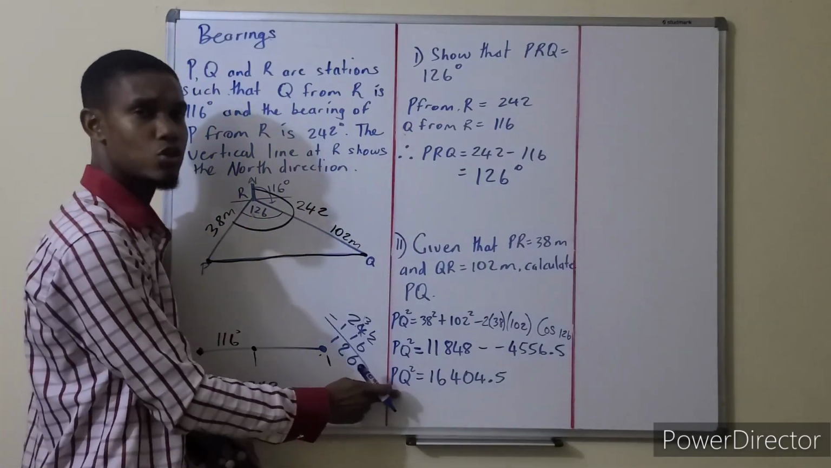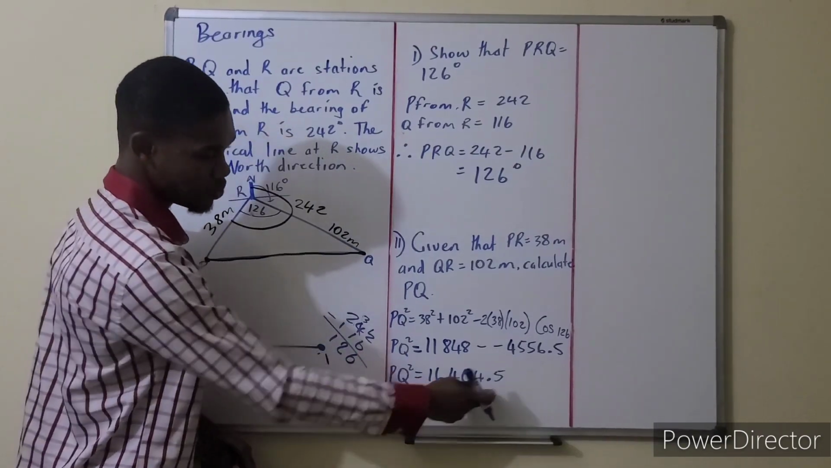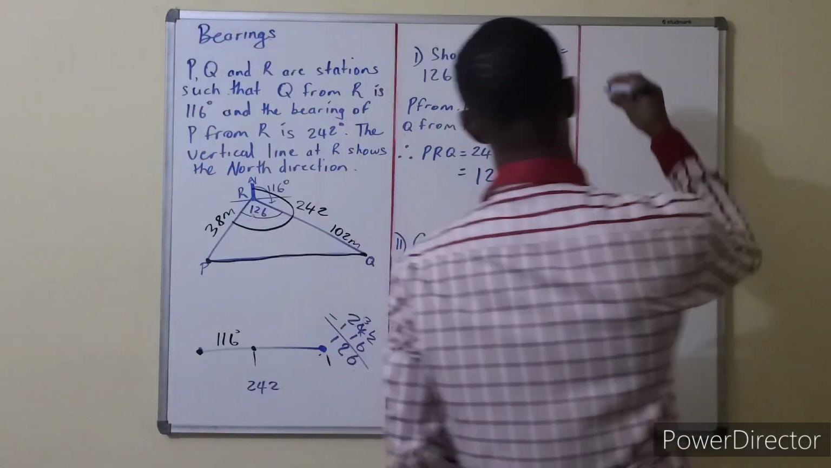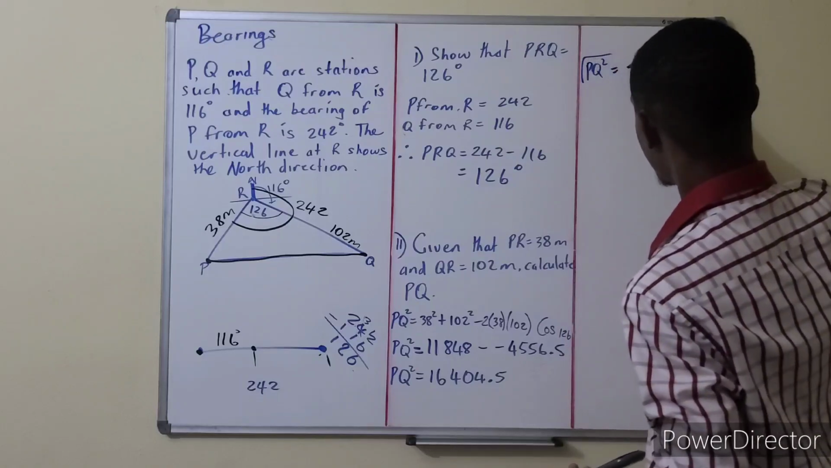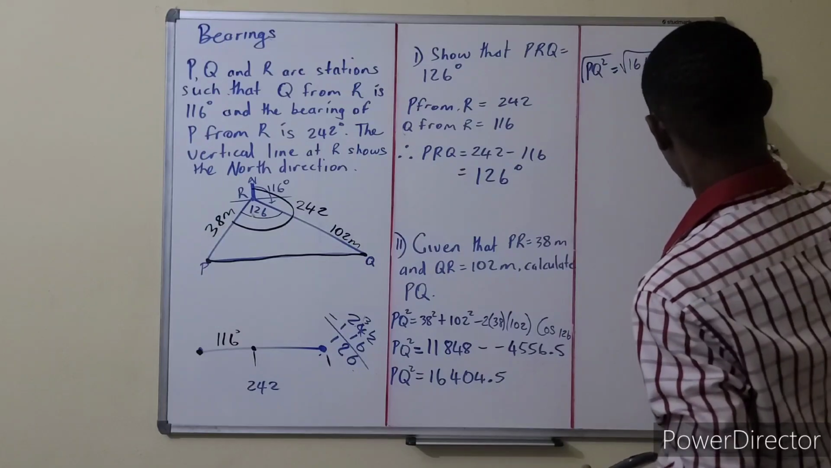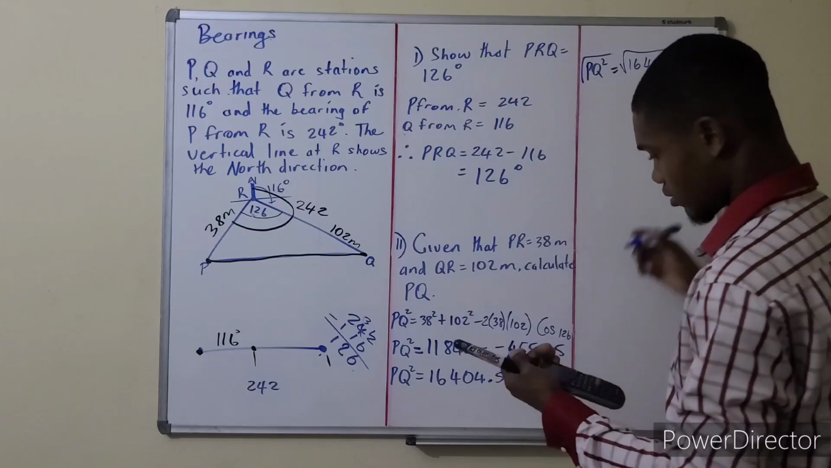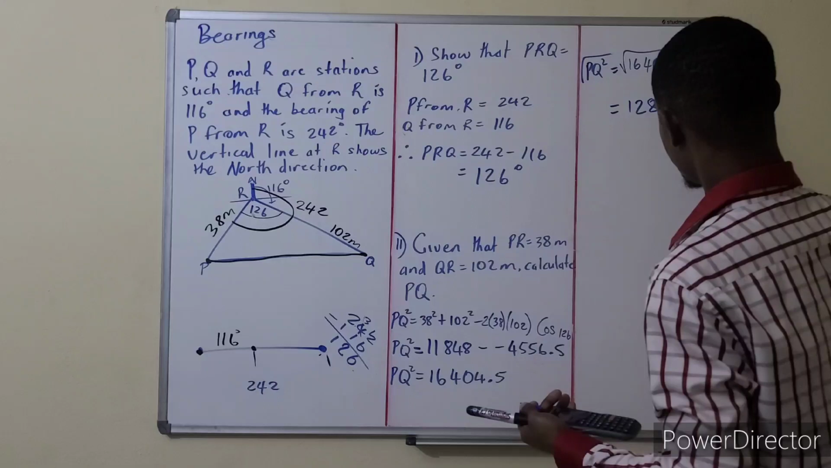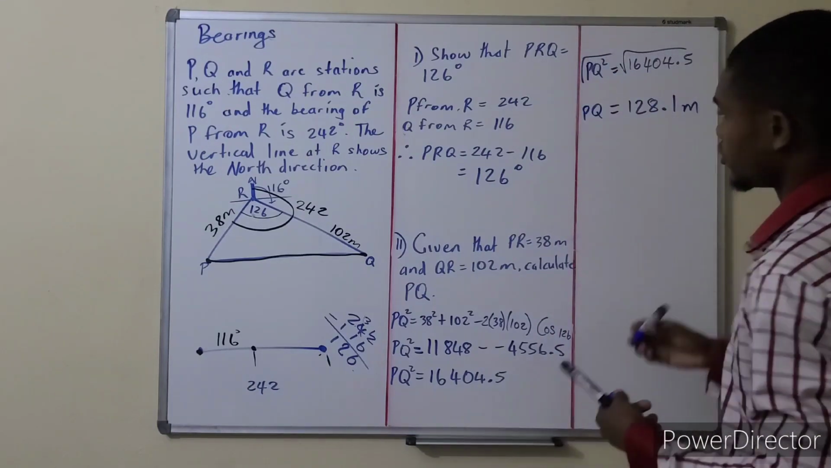Now when you get here, because you want just what PQ is, and this is saying that the square of PQ is equal to this, all you need to do is to find the square root of both sides. So PQ, you find the square root of that, and you find the square root also of the 16,404.5. So square root, and you get 128.1, and you put on your units.